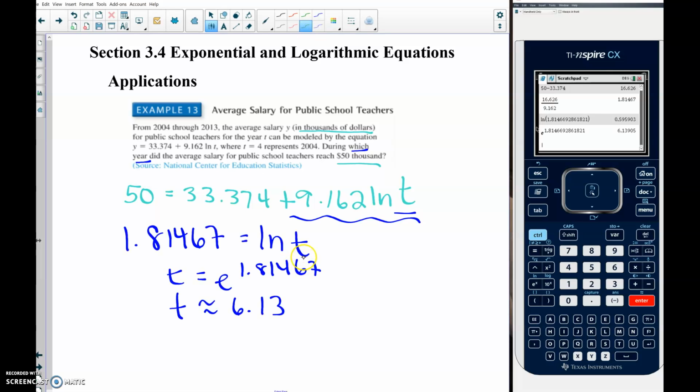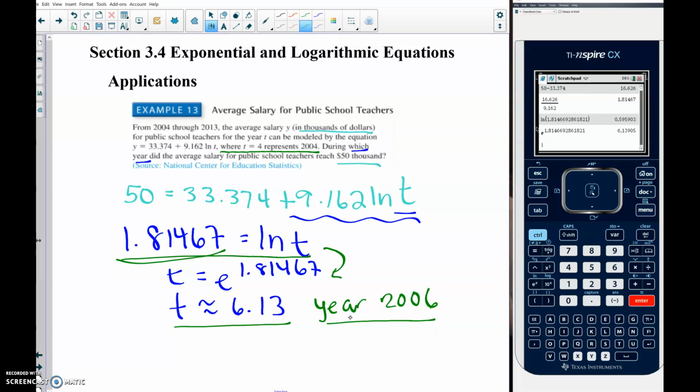Notice when you come to this part right here, in order to get rid of ln, you need to convert that to exponential form. Ln means log base e, so t equals e raised to this decimal. So t is approximately 6.13. Going up to the problem, when t equals 4, it represents 2004. So that means when t equals 6, it is happening in the year 2006. So our answer is 2006.